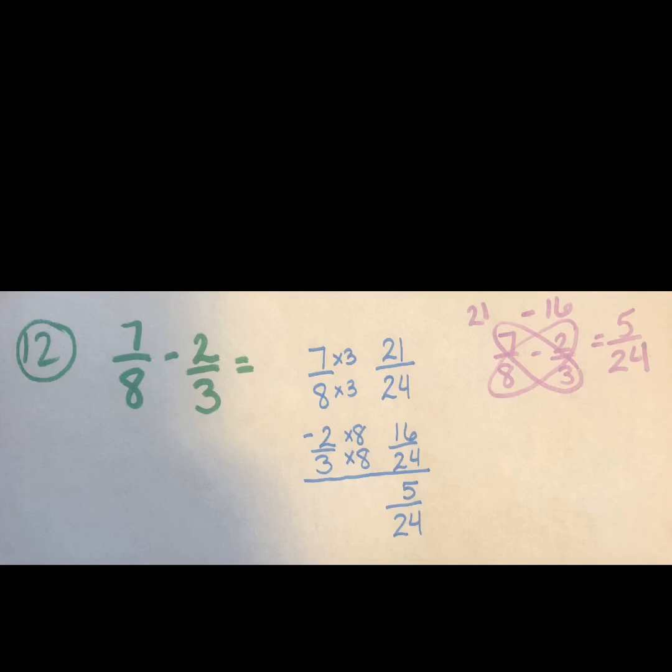And butterfly method, multiply across. 3 times 7 is 21. 8 times 2 is 16, and you subtract. 21 minus 16 is 5/24. They have no common factors besides 1. It is in simplest form.